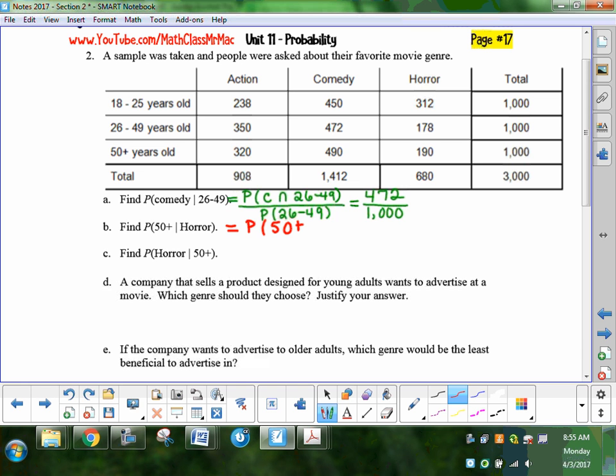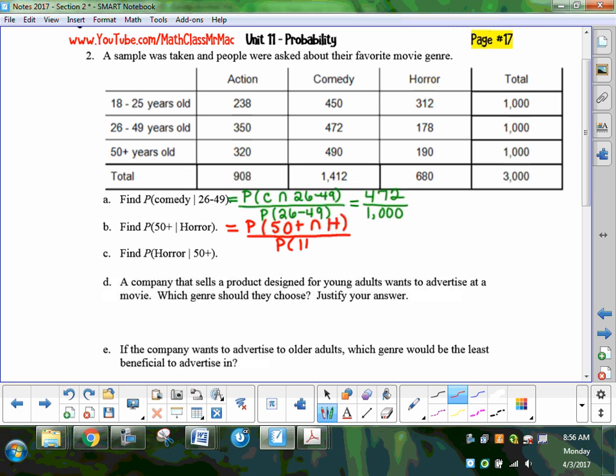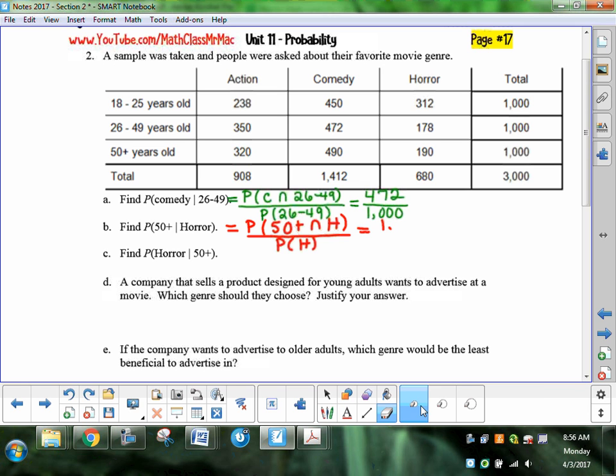And you're going to divide it by? There you go. So look at your table. What's the number of people that are over 50 and like horror? What would you go through and say? 190 over 680. And you said how much at the denominator? 680. Good. 190 over 680.